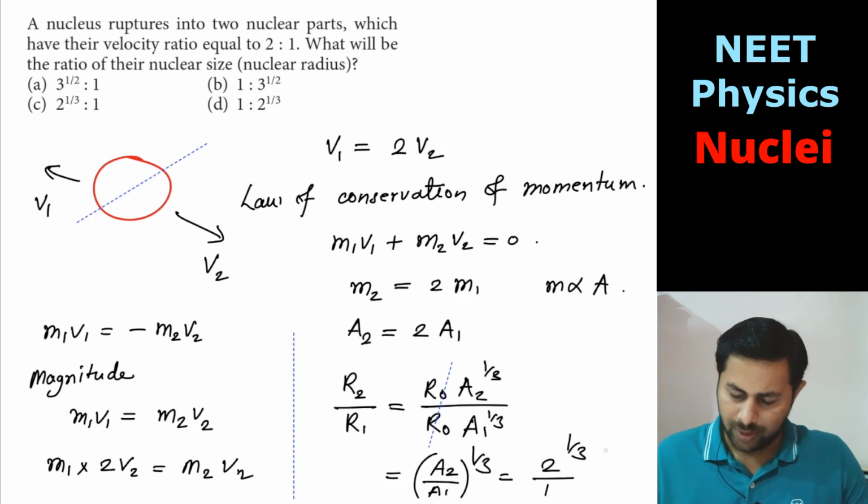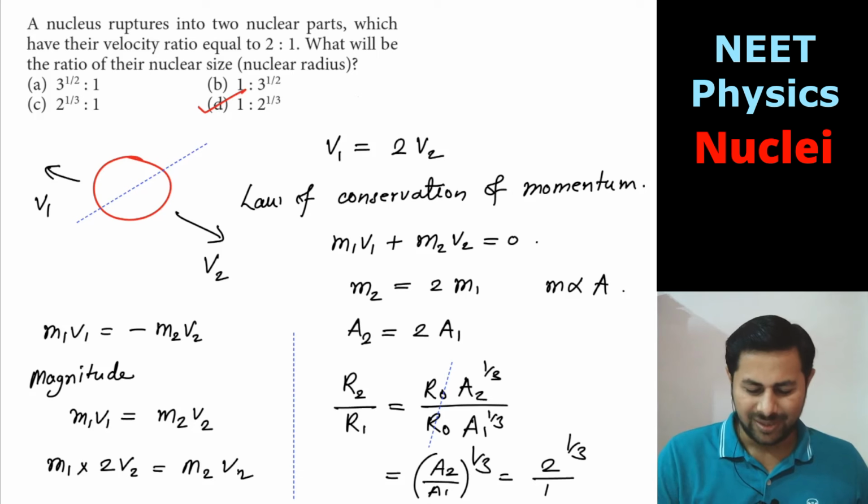So R2 is to R1 is 2 raised to 1 by 3 is to 1. But what do you want? You want R1 is to R2, no? What will be the ratio of their nuclear size? It will be 1 is to 2 raised to 1 by 3. That would be the answer, right? It's option D.